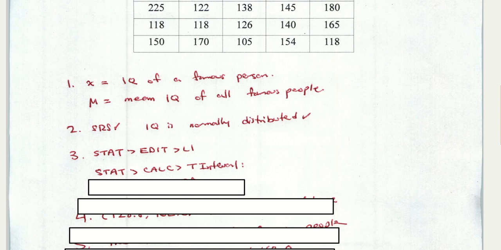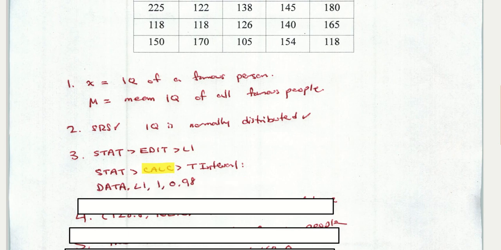And then calculate, and then T interval, which of course should be tests, and then down to T interval. So stat to tests to T interval. So that calculate should be tests. So on my calculator, T interval is down there at number 8. And then we put in the data.